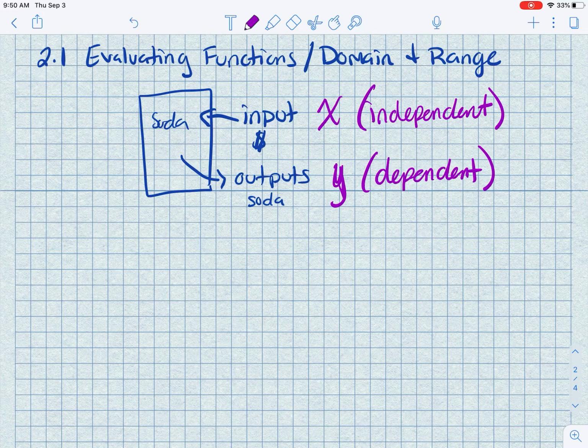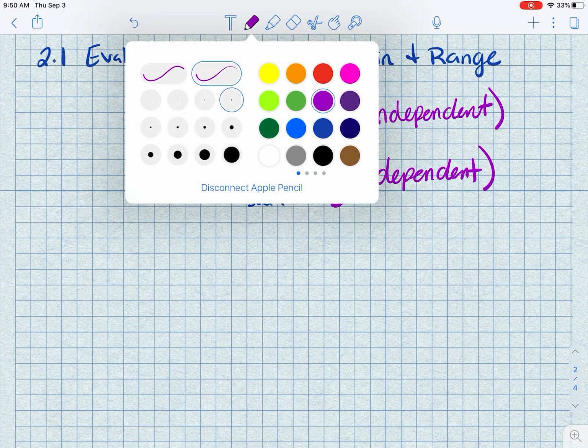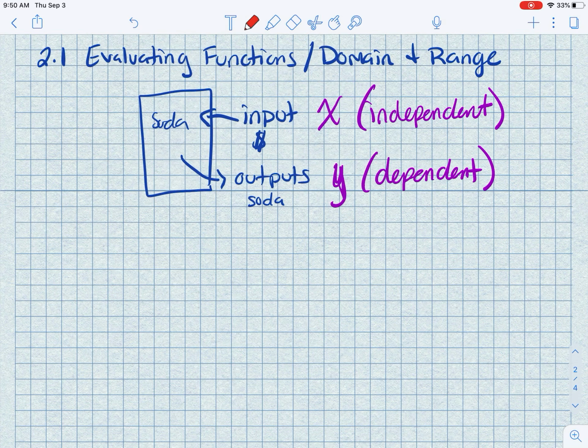All right, so there's your domain and range. What did we talk about for domain and range? We talked about our x's, or our independent, our inputs, are our domain, and our y's, our outputs, or our dependent variable, is our range. Okay? So domains are with the x's, ranges are with the y's.